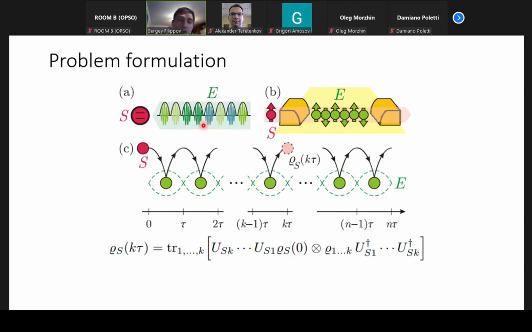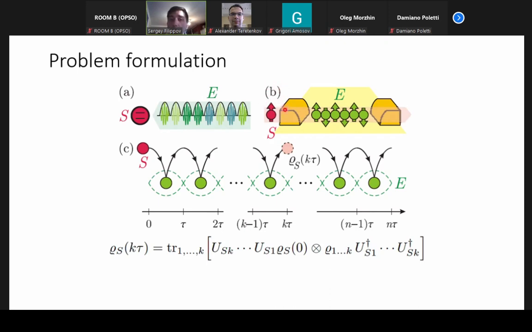So in this case, that environment is correlated, and then the system and environment can experience evolution. And this evolution can describe excitation of the system and absorption of the photon, or vice versa, emission of the photon due to the transition from the excited state to the ground state of the system. So this is a physical situation A.